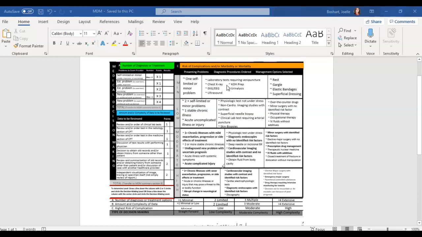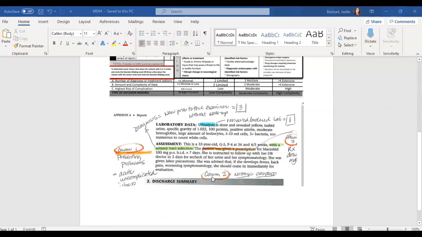Then we want to go over to the diagnostic procedures ordered. We're not going down to row C just yet. We're going to go through this whole table and then we're going to make our decision on what we're going to put for C. So diagnostic procedures orders. If we go down here, we look at column 2. The doctor didn't order anything. He just said, take these drugs.